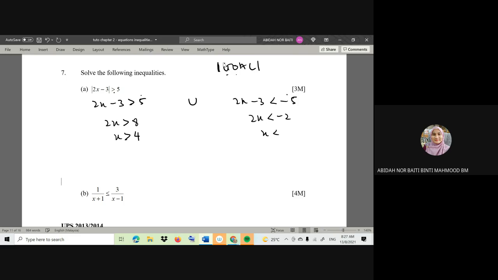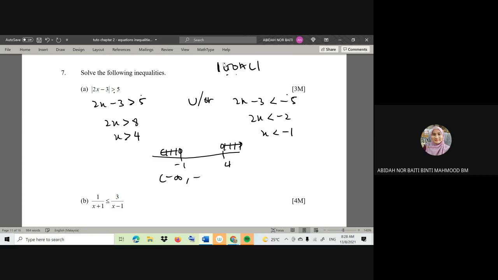x less than minus 1. Okay, so here we use a number line. Negative 1 and 4, from negative 1 to the left, from 4 to the right. Union, so all must be shaded. We look at the shaded parts. Therefore your answer is negative infinity to minus 1, round bracket, union, round bracket 4 to positive infinity.